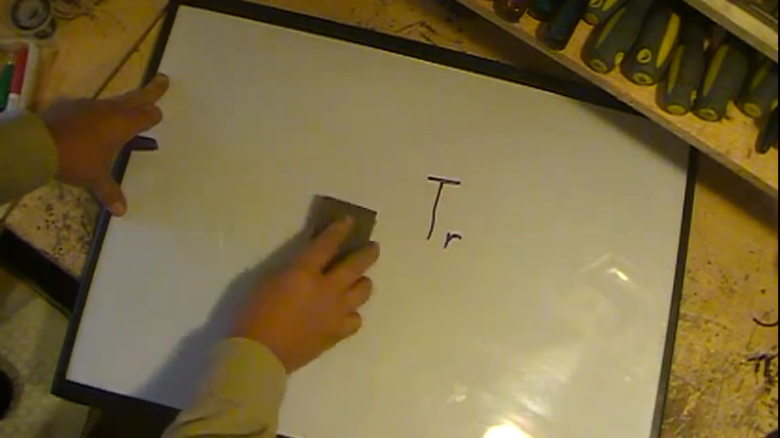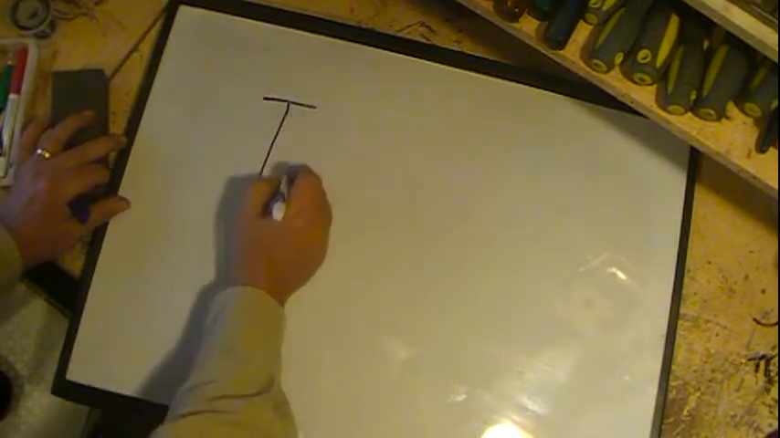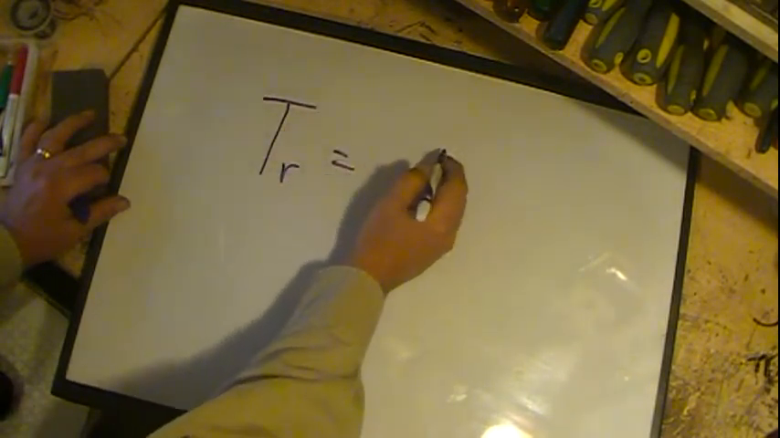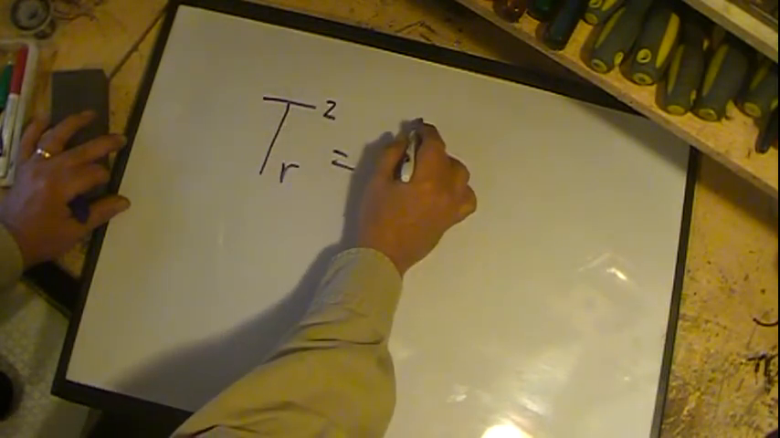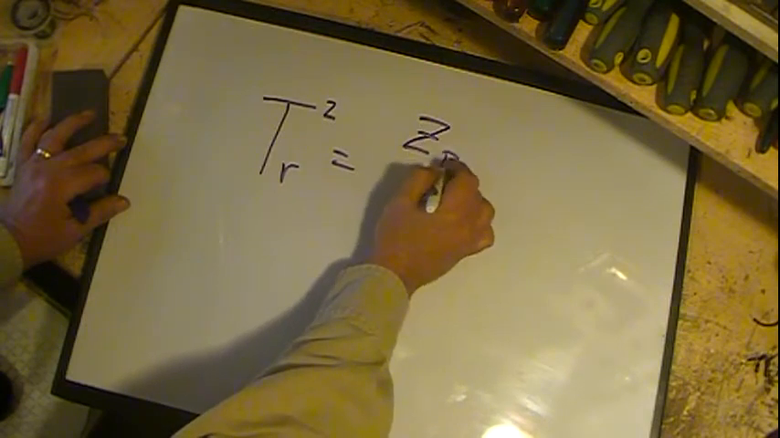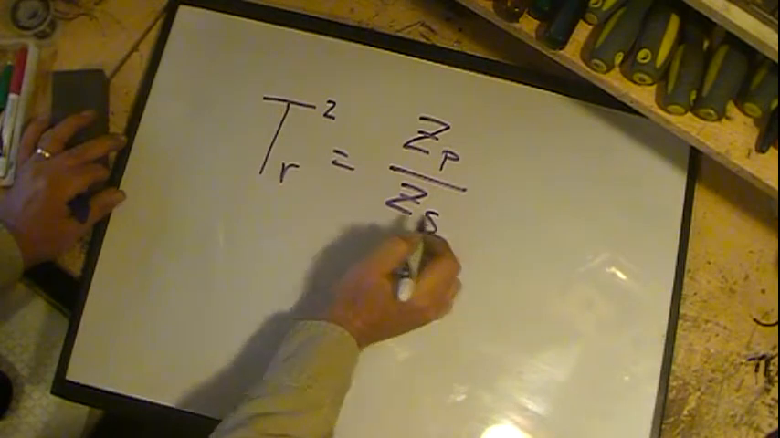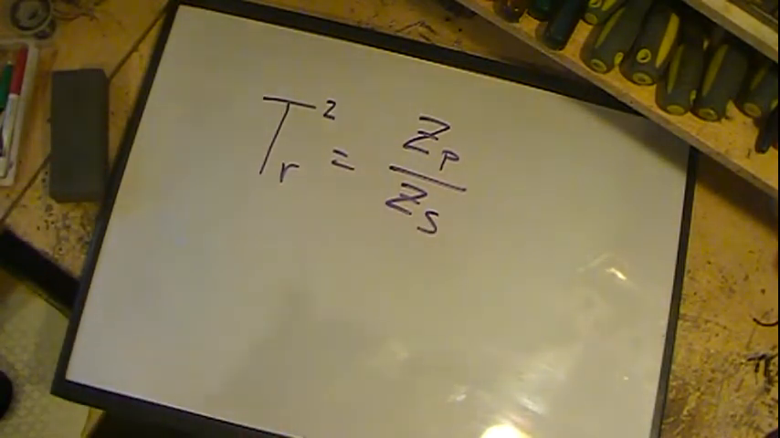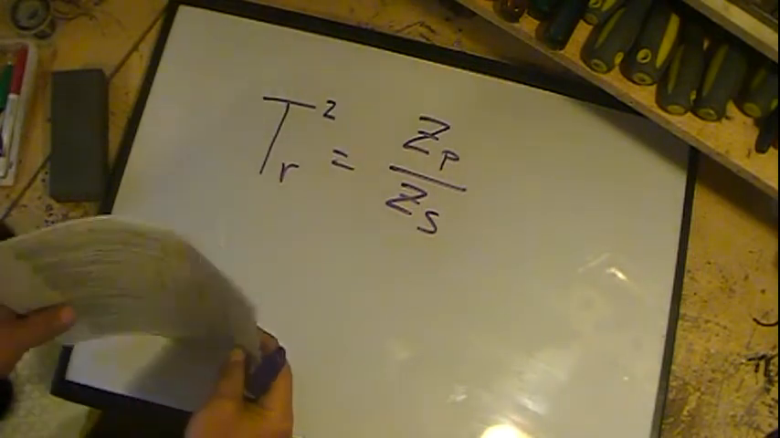So if I just use TR, then I can rewrite the original formula. I can go TR squared equals Z primary, or impedance of the primary, to the impedance of the secondary. All right. Why don't we look at some numbers?